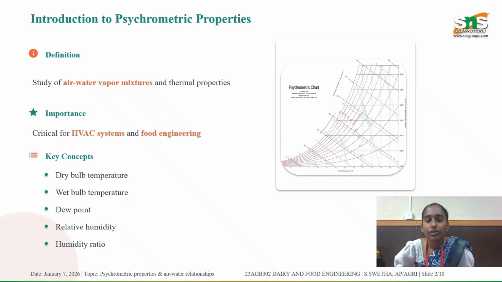What are the key components? Generally, the psychrometric properties are dry bulb temperature, wet bulb temperature, humidity, dew point, and humidity ratio. The dry bulb temperature is nothing but the temperature of the surrounding air. For wet bulb temperature, in a thermometer we use a wet cloth to check the temperature of moist air. Dew point is when the air gets condensed, and relative humidity is the relationship between the surrounding air and the humidity ratio.